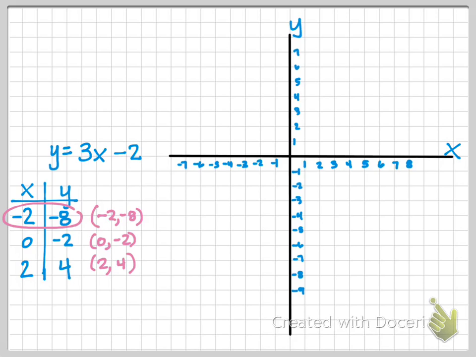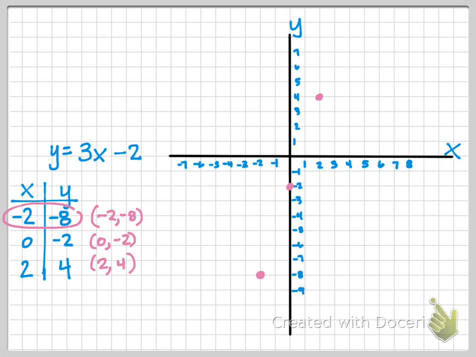So let's graph each of these points, and then all we need to do is draw a line through them. So I go to negative 2 on my x-axis, which is right here, and then I'm going to go down to negative 8 on my y-axis and plot that point. It's my first point. Okay, the second point, I'm going to go to 0 on my x-axis. Well, that means I stay right here. And then I'm going to go down to negative 2 on my y-axis, plot my point. Then I'm going to go over to 2 and up 4 for my third point.